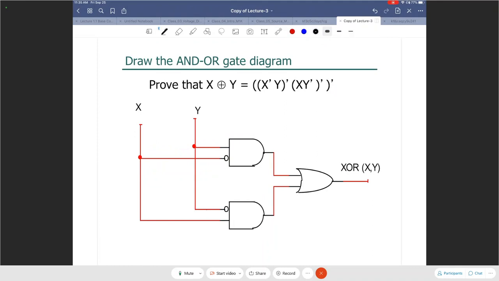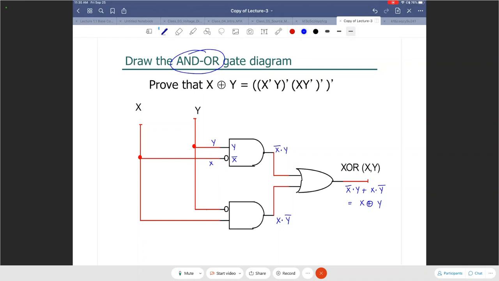You see, I can quickly verify that. This is Y here. That is X here. So this is X complement here. This is Y here. So this is X complement and Y. And this guy would be what? X and Y complement. So this would be X complement and Y, or X and Y complement, which is X exclusive OR Y. Right, so this is the logic diagram using basic gates for an exclusive OR operation, also called the AND OR gate diagram.